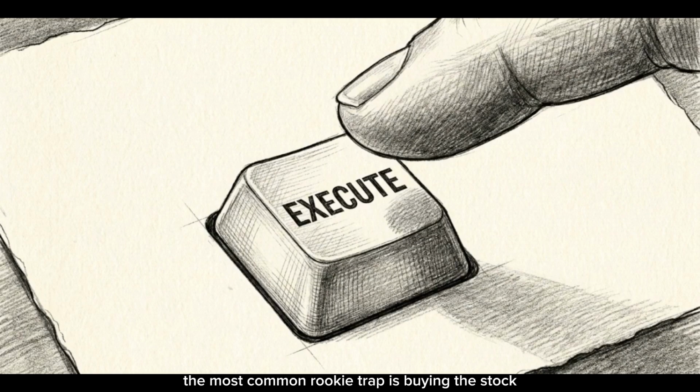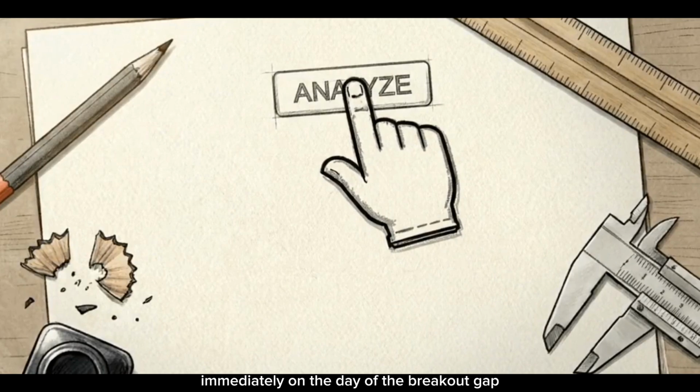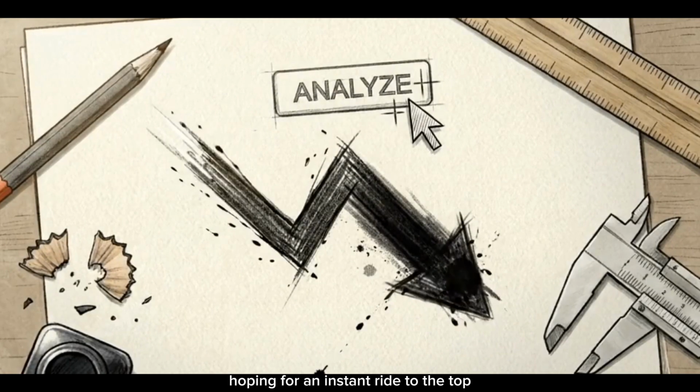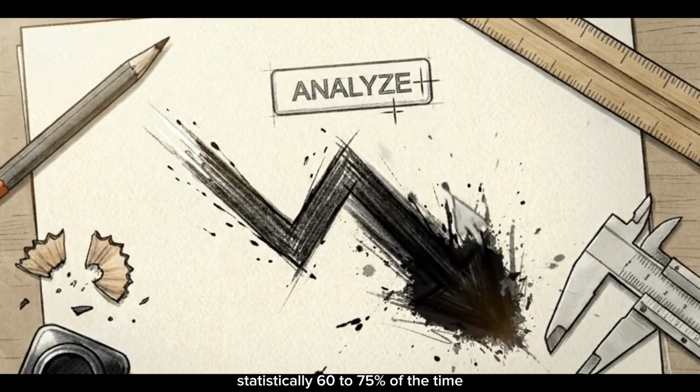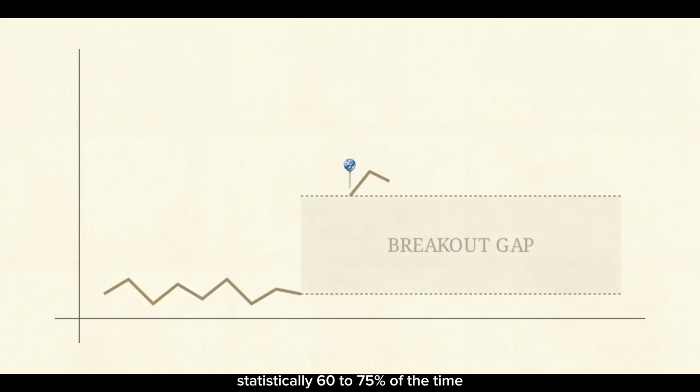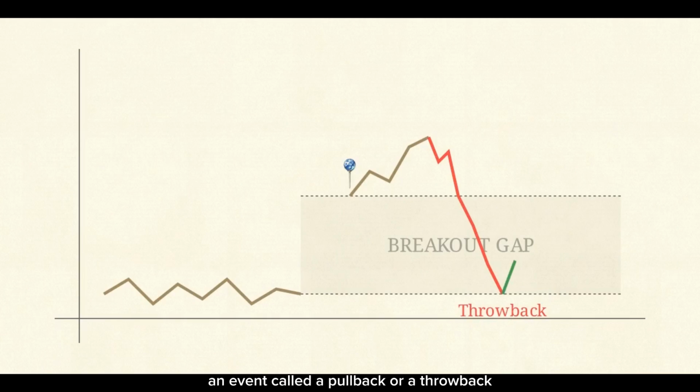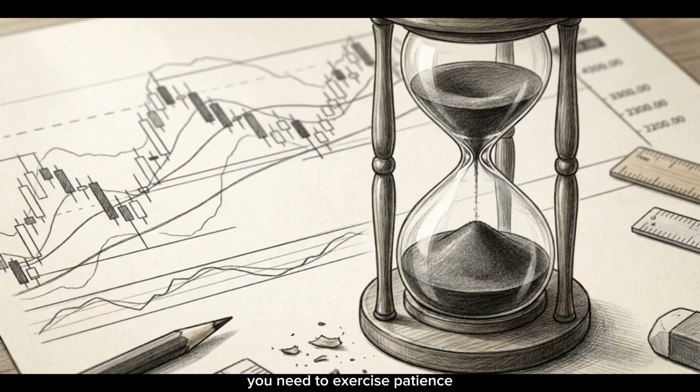The most common rookie trap is buying the stock immediately on the day of the breakout gap, hoping for an instant ride to the top. Statistically, 60 to 75% of the time, prices will reverse direction and quickly fill that gap, an event called a pullback or a throwback. You need to exercise patience. Wait 1 to 2 weeks for the price to return to the formation before taking any action.